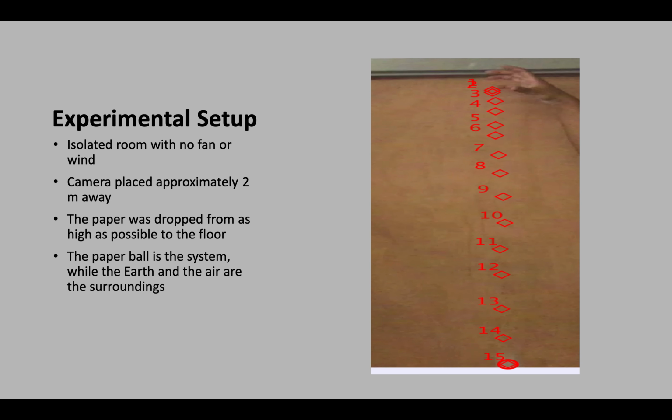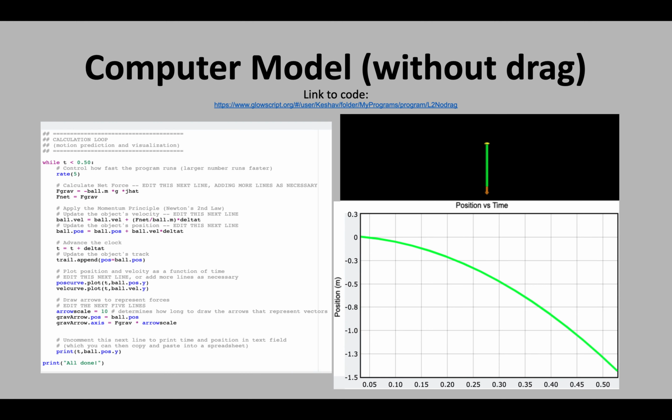The video was recorded in an isolated room with no fan or wind to avoid any unnecessary reaction on the ball. Camera was placed approximately 2 meters away. The ball was dropped from as high as possible to the floor. The paper ball is a system, while the earth and the air are the surroundings. The next two slides are the GlowScript code with links provided in the slides.